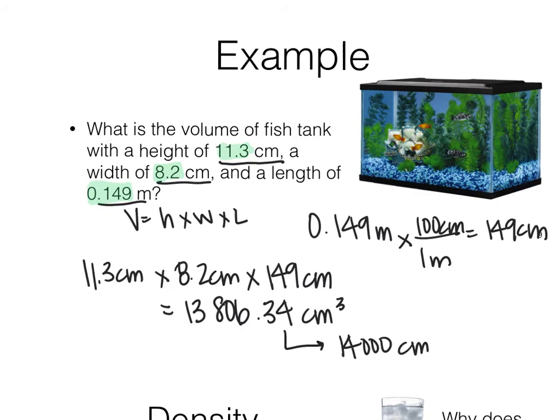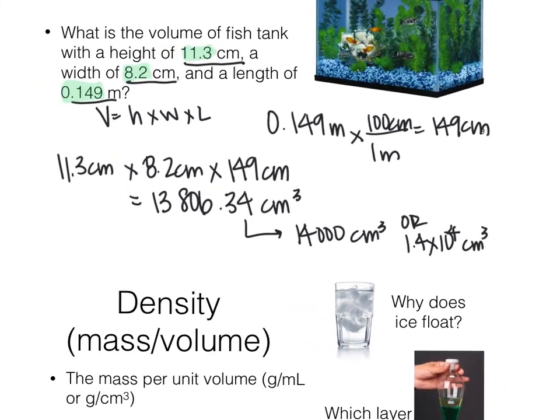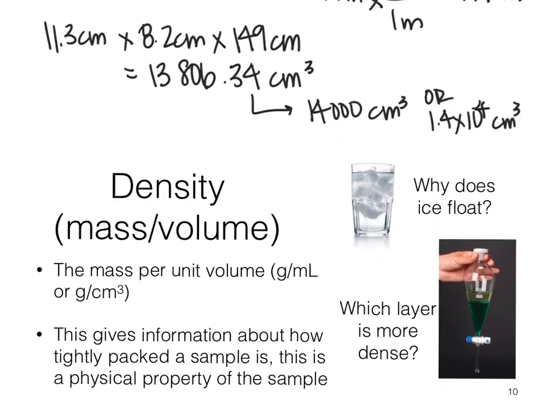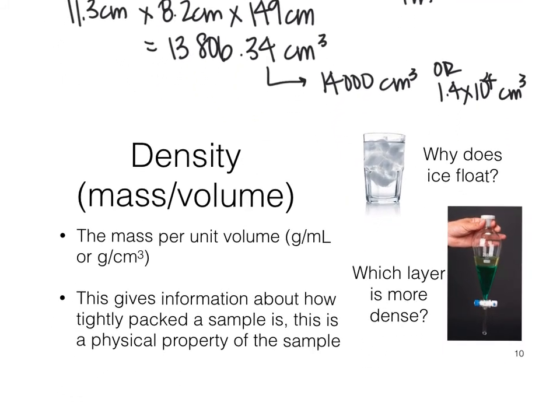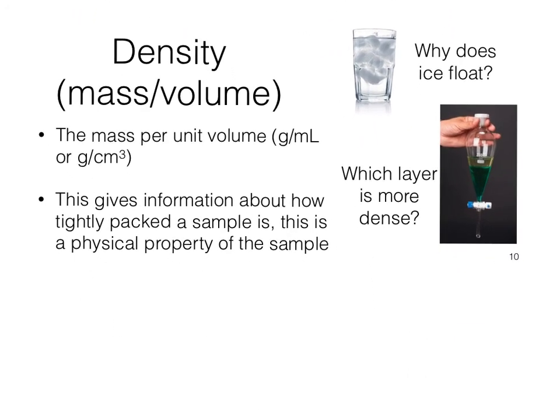14,000 cubic centimeters, or 1.4 times 10 to the 4 cubic centimeters. I will always take both in this case. And so ALEKS, the homework system we're using this semester, will often ask you to put it into scientific notation. So what we're going to talk about next is density.